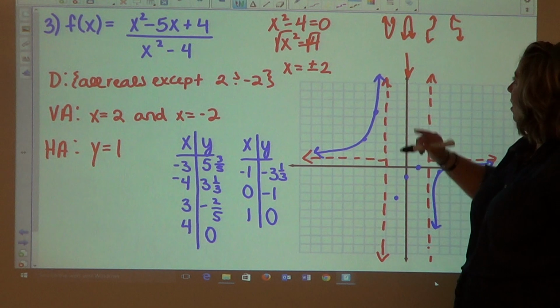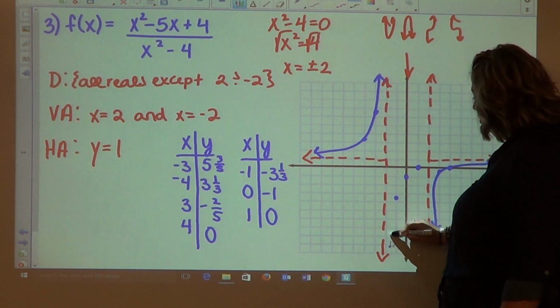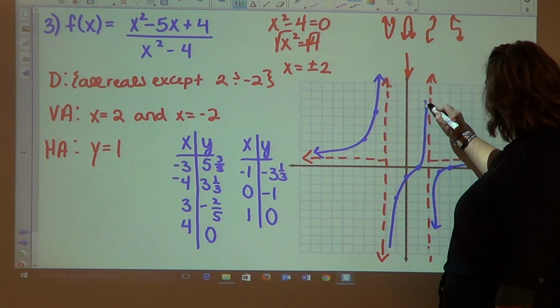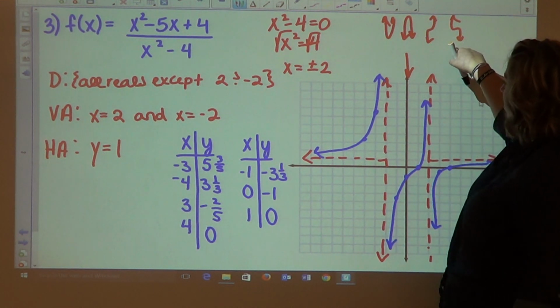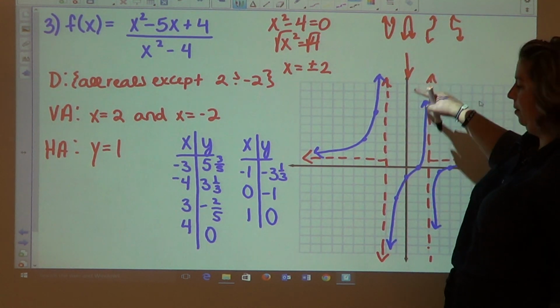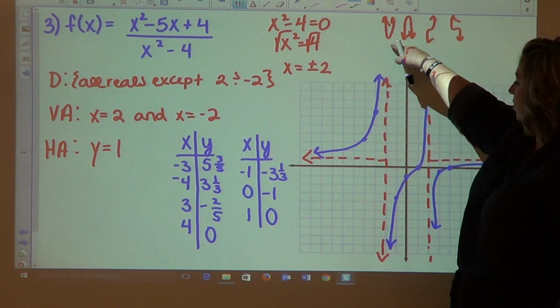Okay, since those are all going up, that's going to look like a cube. So if they're all kind of trending up or all trending down, those are your cubes. If it starts up, then goes down, then back up, or down, up, then down, those are going to look like a quadratic.